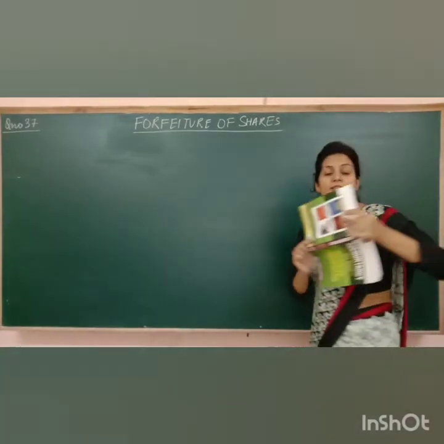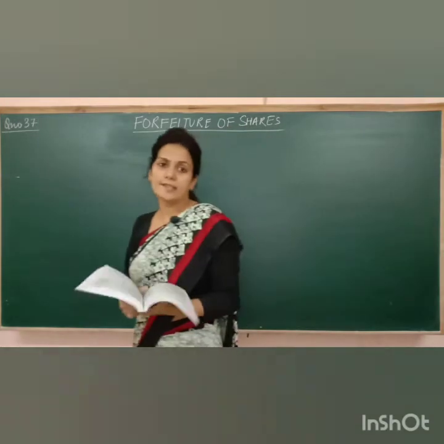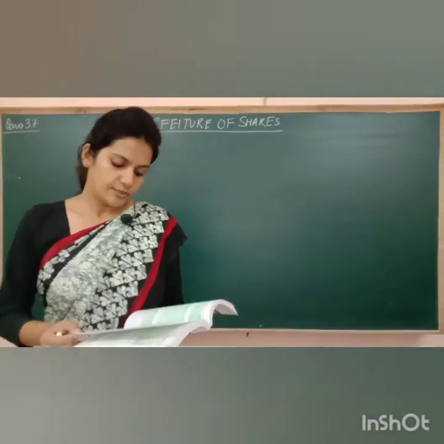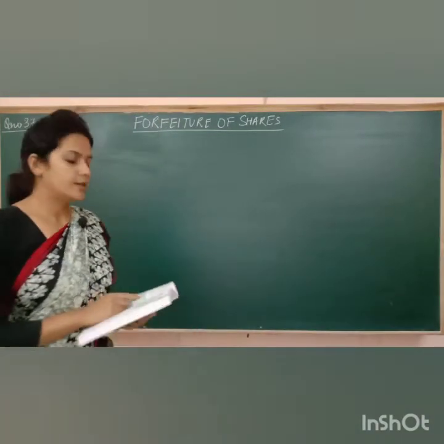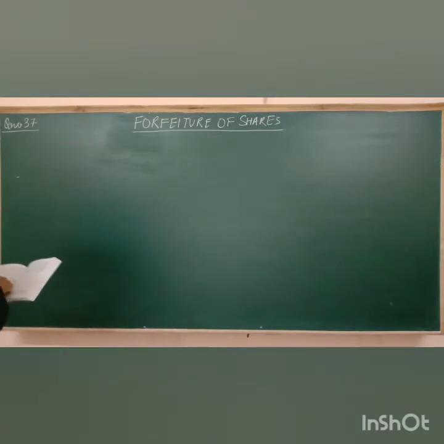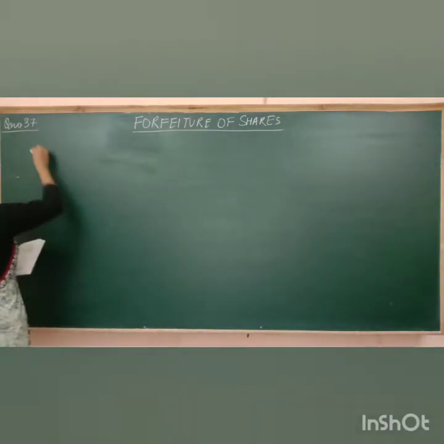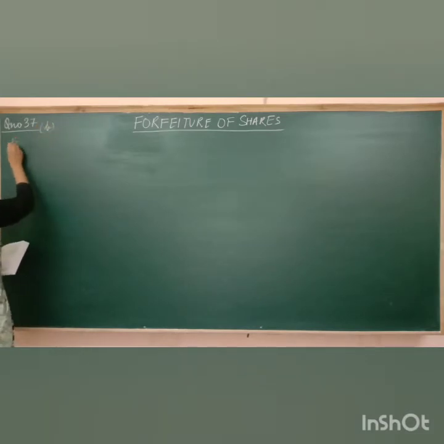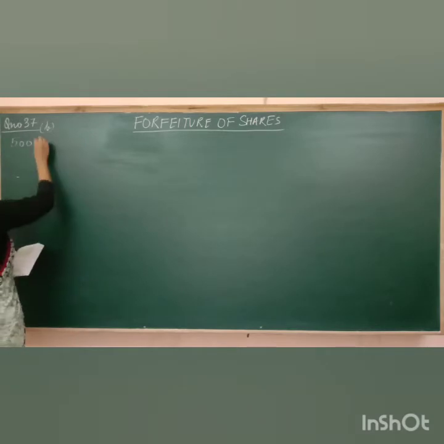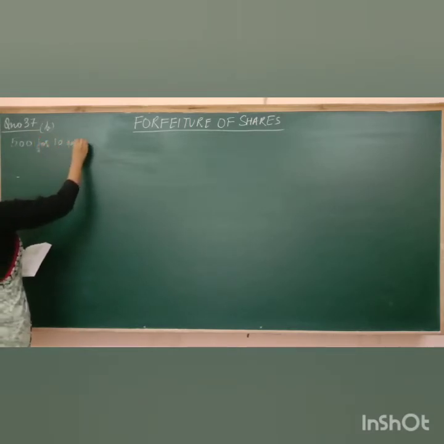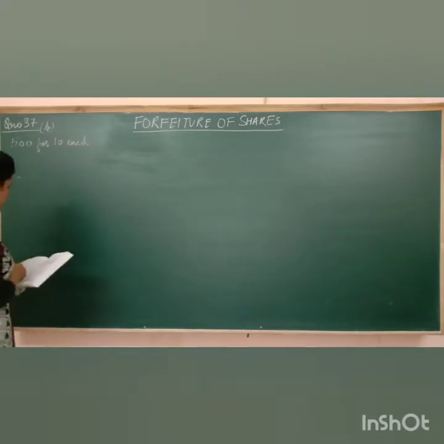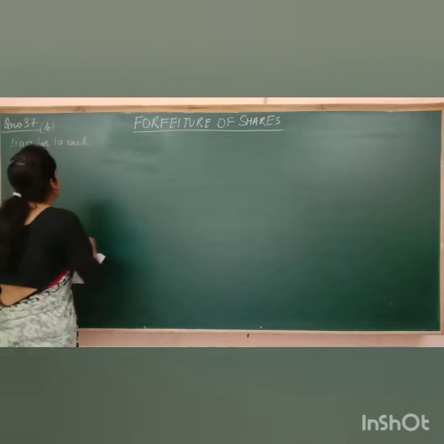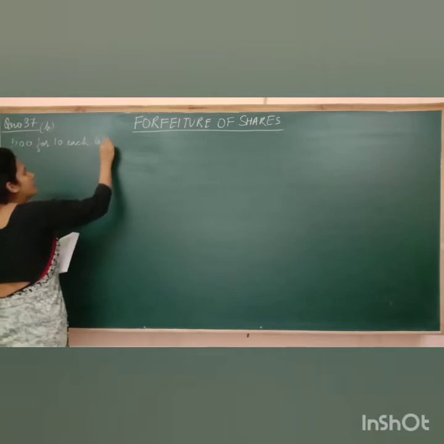Take your book to page number 7.66, illustration number 37, B part. Read the question. B Limited forfeited 500 shares. I am discussing B part first of all. We have forfeited 500 shares of rupees 10 each, fully called up. Now these shares are fully called up.